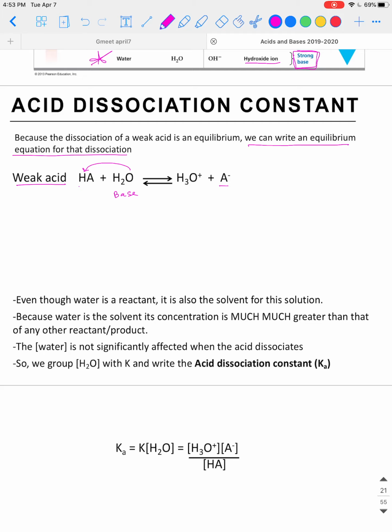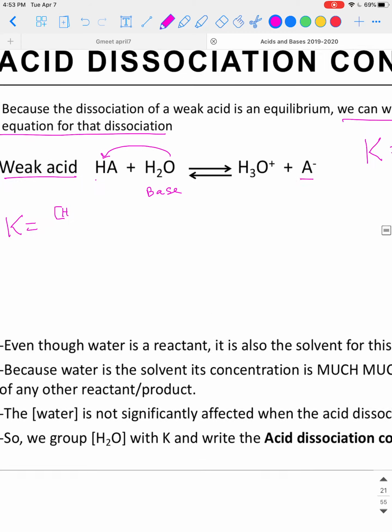If you remember from chapter 7, the equilibrium constant, K, equals the concentration of products divided by the concentration of the reactants. This is for any equation we have an equilibrium or a reversible reaction for. So if we're going to write an expression for K for this reaction, let's do that now. K equals, we'll start with the products on top, and remember that you put brackets to indicate concentration.